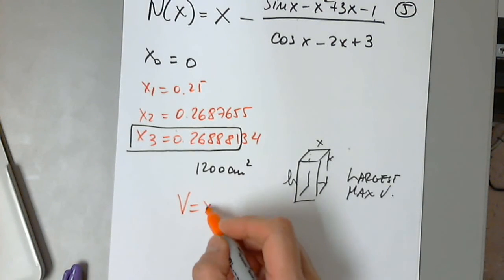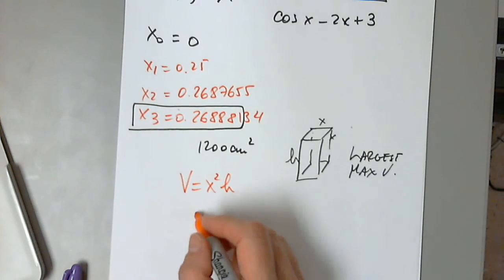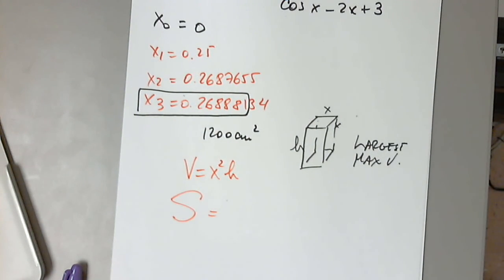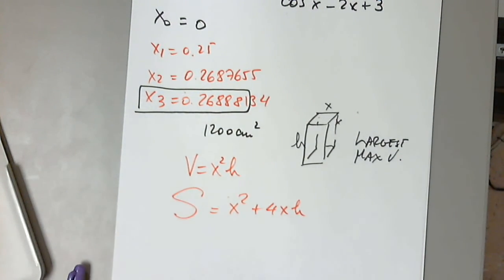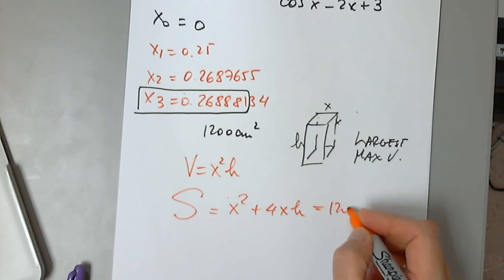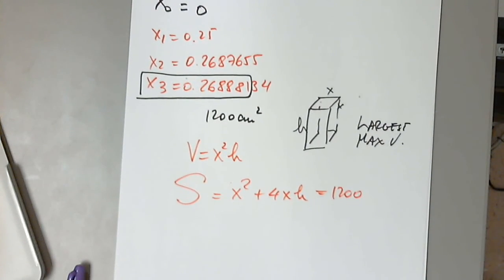X squared h. Good. Can anyone now give us the surface area, which is the area of the material used to create the box? X squared plus 4xh. Very good. Thank you very much. The base, which is x squared, has an open top, and there are four sides that are equal in area, base times height. So x times h, four times. So this has to equal 1200 square centimeters.